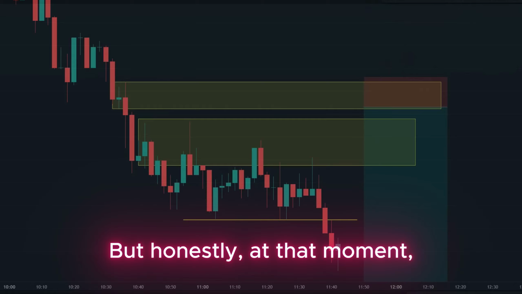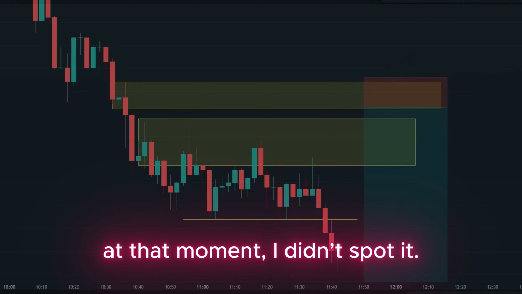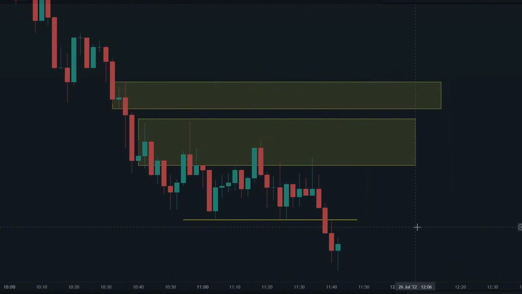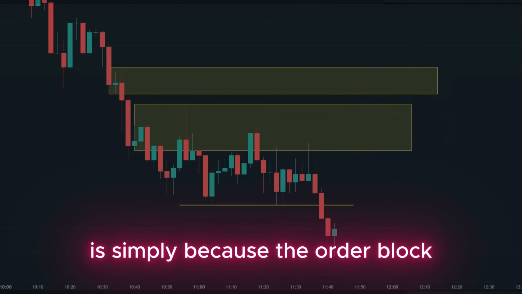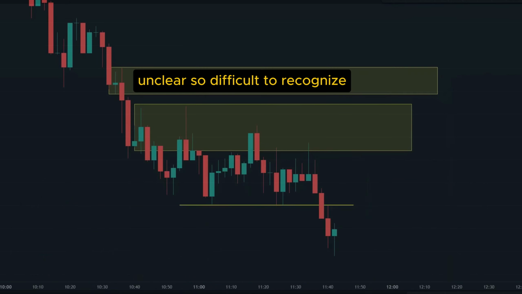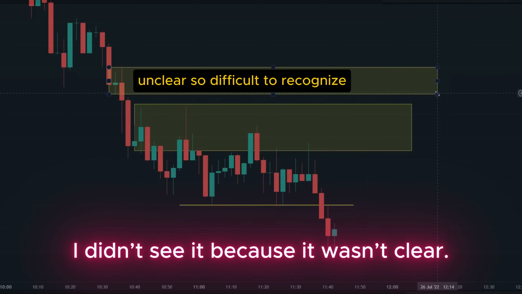But honestly, at that moment, I didn't spot it. Now that it's happened, I can see it, but at that moment, I didn't spot it. I didn't see it, so I didn't enter the trade like that. The reason I didn't see it is simply because the order block above the key level wasn't clear. It was very hard to spot, not clear at all.